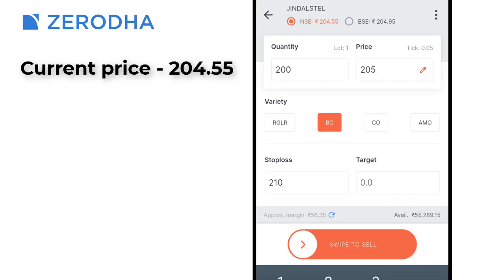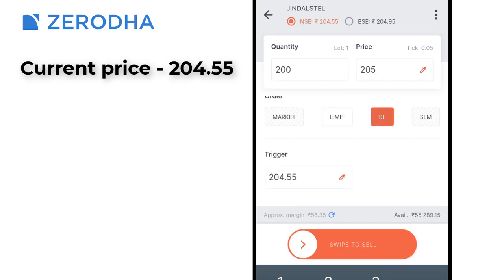Then the target. When we make money in a sell order, it is when the stock price falls down. So if we are entering at 205, then the target should be below the entry price. It has to be below. For example, I will keep 200. So when the price reaches 200, then I will make profit. If the price reaches 210, then I will close this trade with a loss. So this is a bracket order with limit.